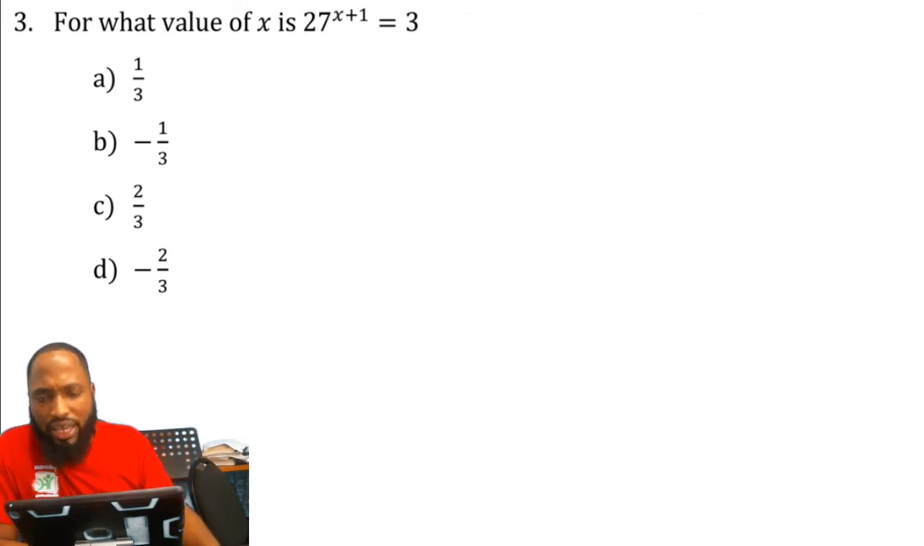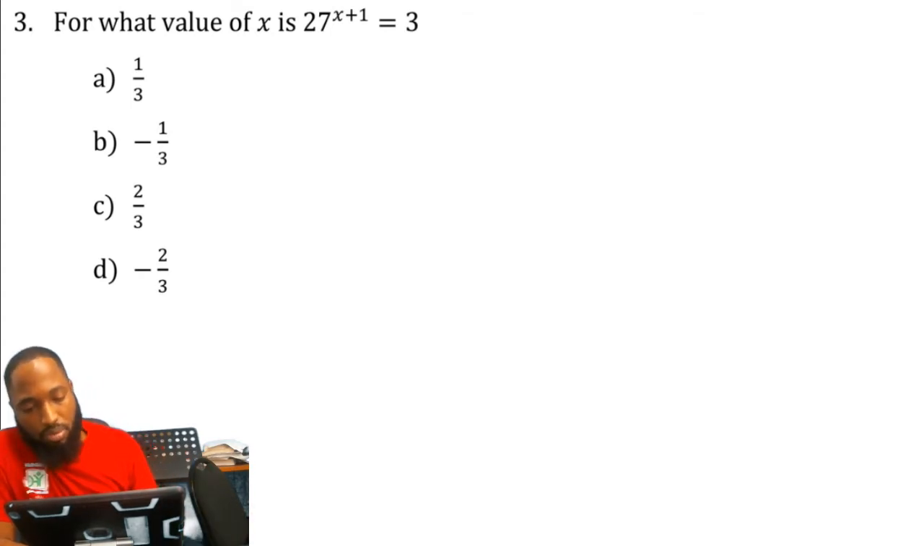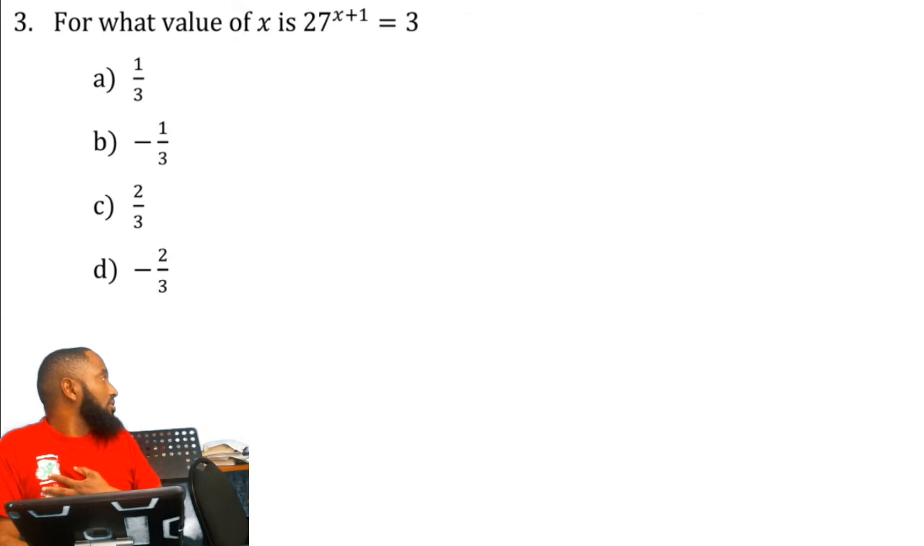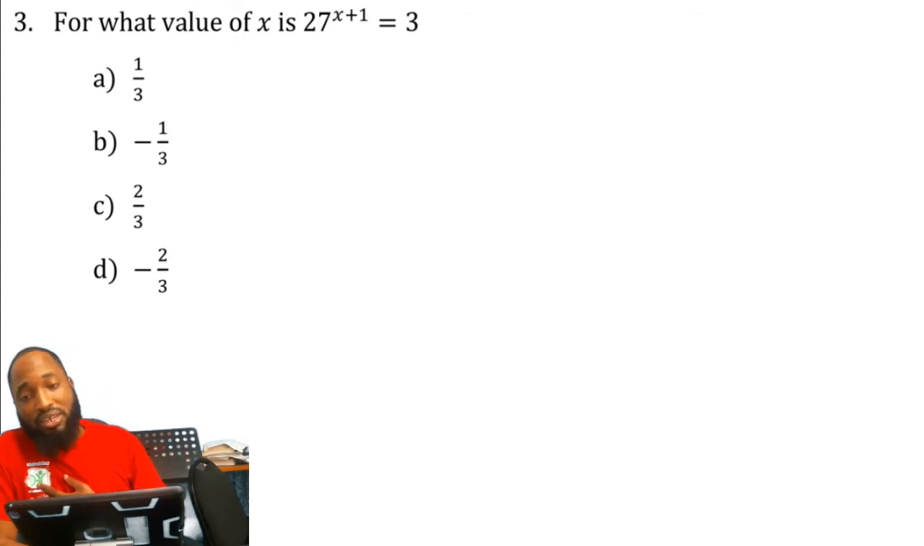For what value of x is 27 to the power of x plus 1 equals 3? Same thing: powers. You're always looking to see which base you're leaning towards, and obviously this is base 3.